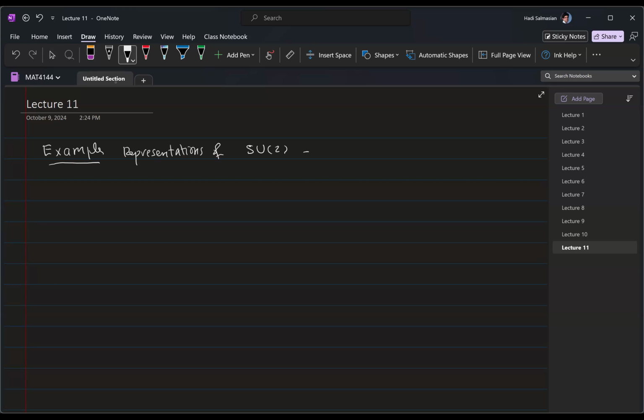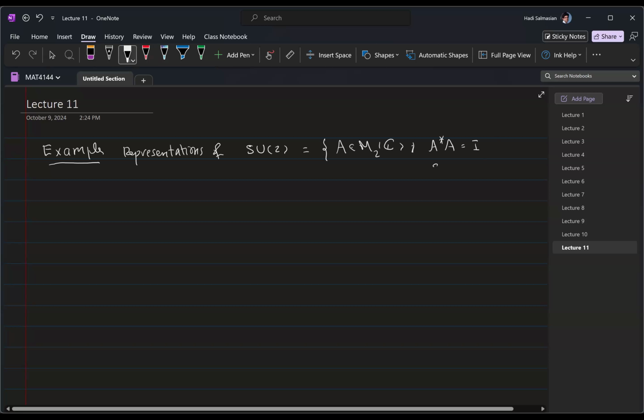So what is this as a group? It's the group of matrices such that they're 2 by 2, and A star A is identity, and the determinant is 1. We write the condition below.